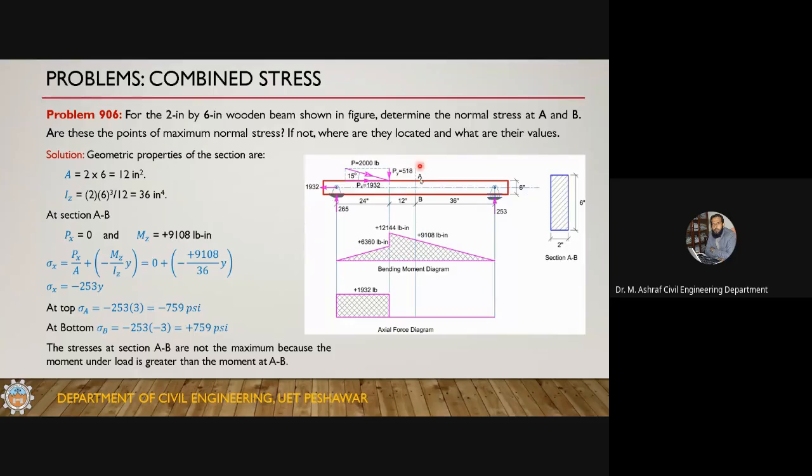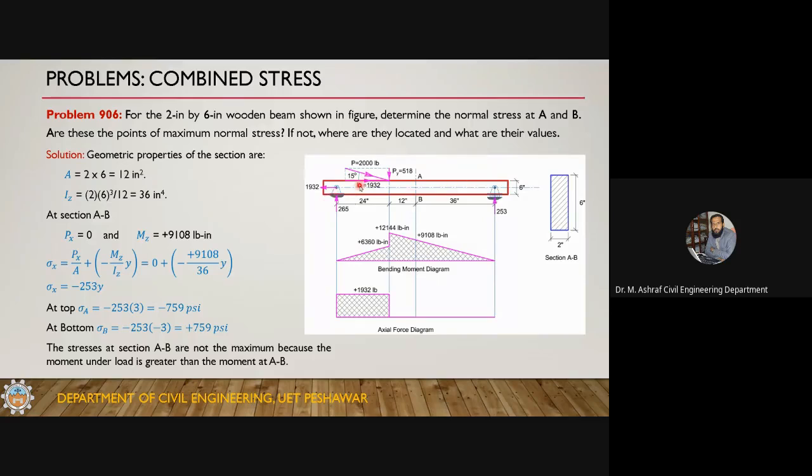Now at section AB, let's talk about the solution of this. To draw, this is the bending moment diagram and this is the axial force diagram. This is not the shear force diagram. Since the shear force diagram is not required, I haven't drawn it. I've directly drawn the bending moment diagram. Now let's talk about the analysis of this member.